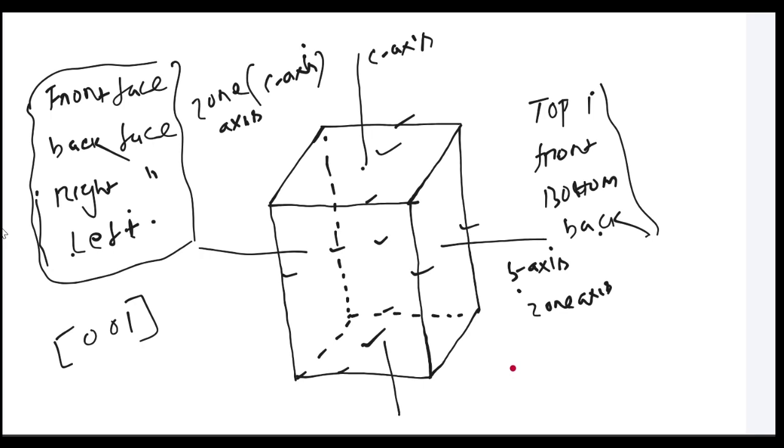So any Miller indices, when it is represented through square bracket, it will indicate an axis.